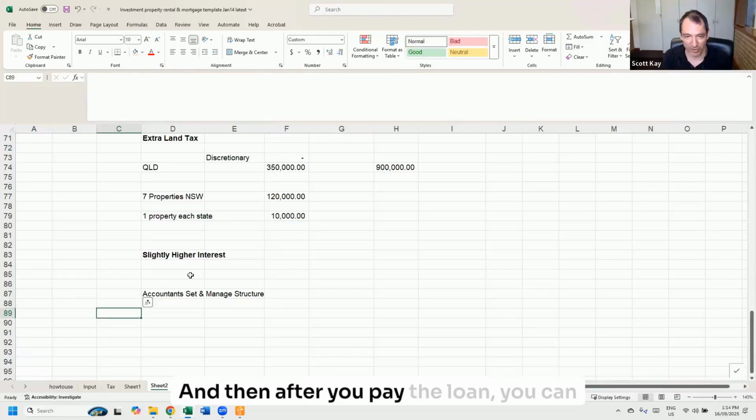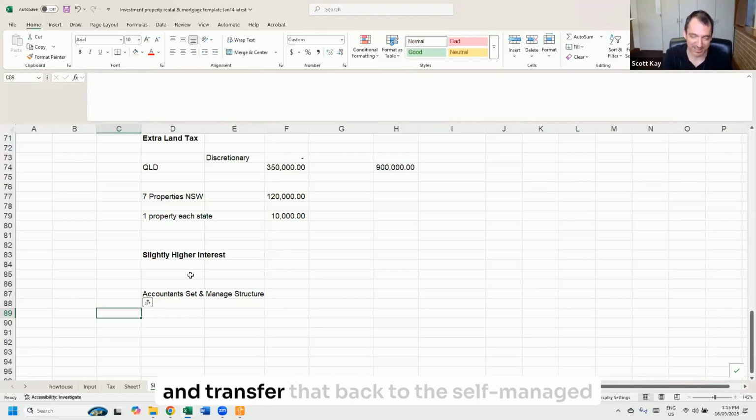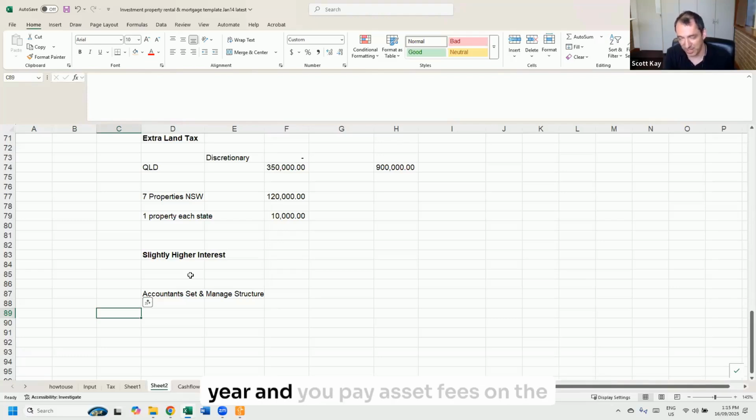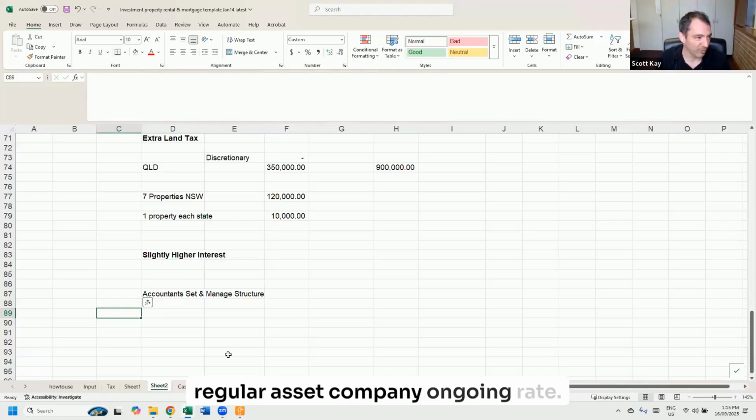And then after you pay the loan, you can often get concessional stamp duty and transfer that back to the self-managed super fund, or sell it inside the bare trust. And then you've got 2 separate trustee companies that just don't do anything every year, and you pay ASIC fees on them. The self-managed super fund trustee, you can get a concessional rate, but the bare trustee, you can't. You pay the regular ASIC company ongoing rate.